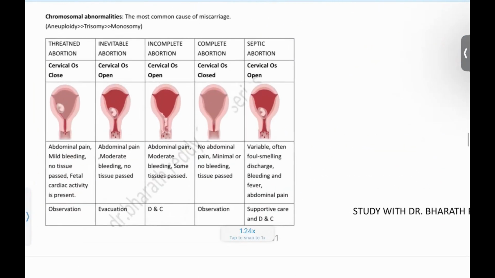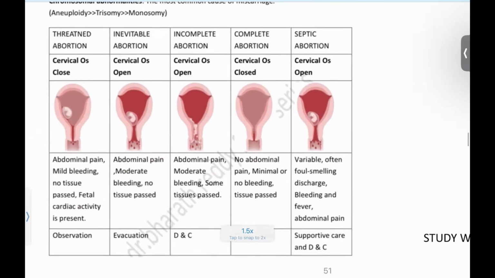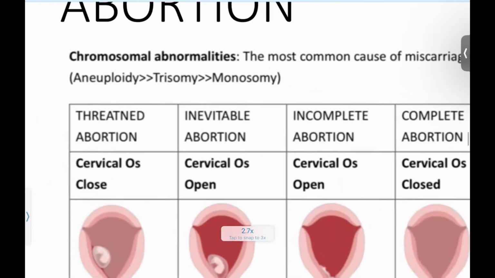Next, here you can see the types of abortion. So the most common cause is aneuploidy, and if you don't see the answer aneuploidy, choose trisomy. And if there is no trisomy, then go for monosomy XO. And if monosomy is not present, then go for trisomy 16 or just trisomy you have to choose. This is the most common cause for the abortions.